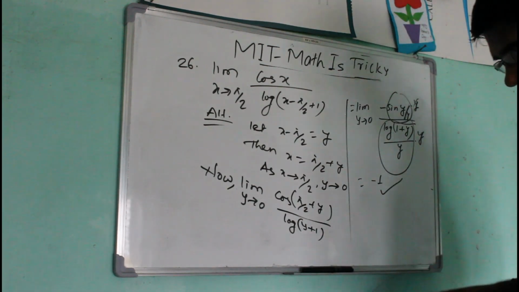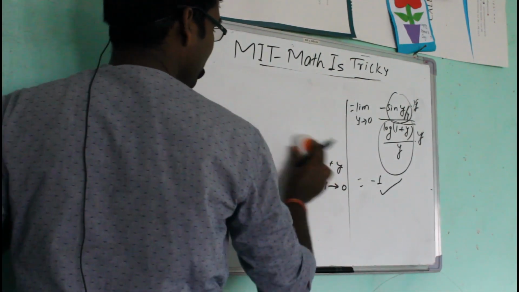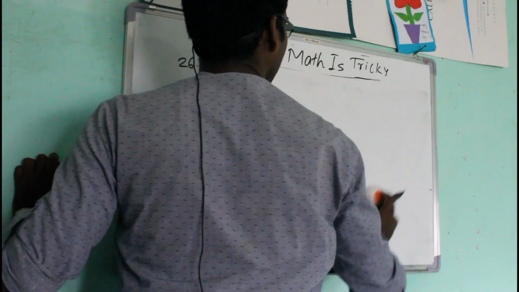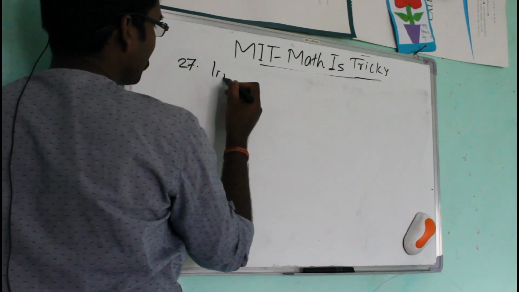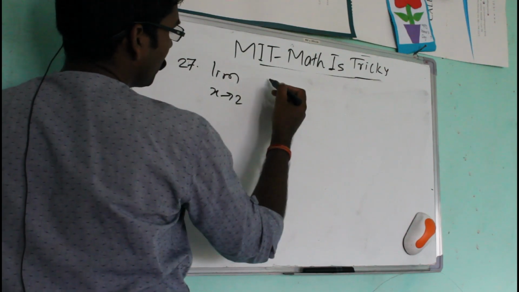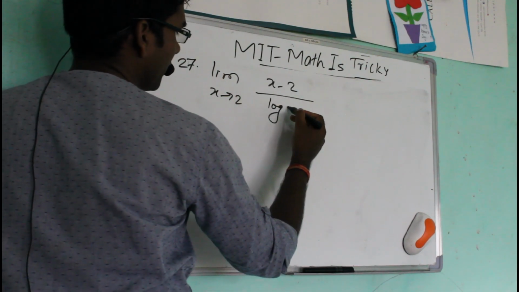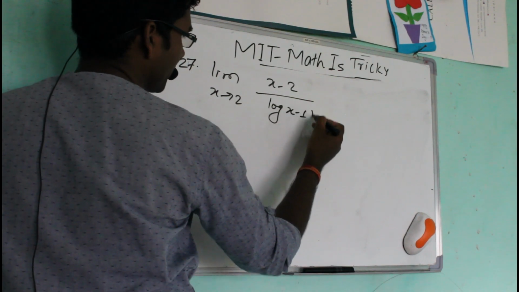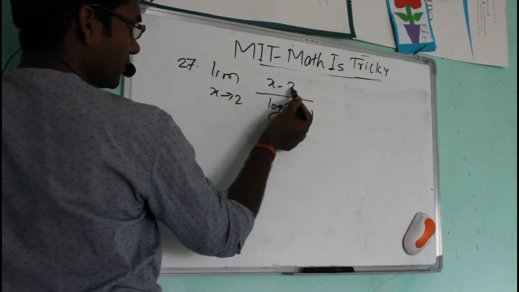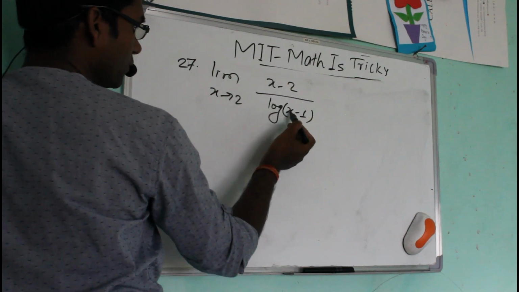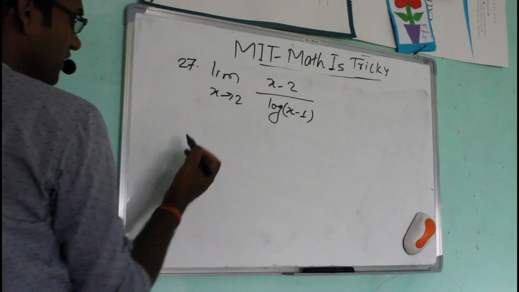Same answer we have. Okay, let's try another problem. The next problem is number 27: limit x tends to 2, (x minus 2) by log (x minus 1). Okay, so you can see here, if you put x equals 2, x minus 2 is 0 in the numerator. In the denominator also, 2 minus 1 is 1, and log 1 is 0. It is in the form 0 by 0. So how do we solve this?